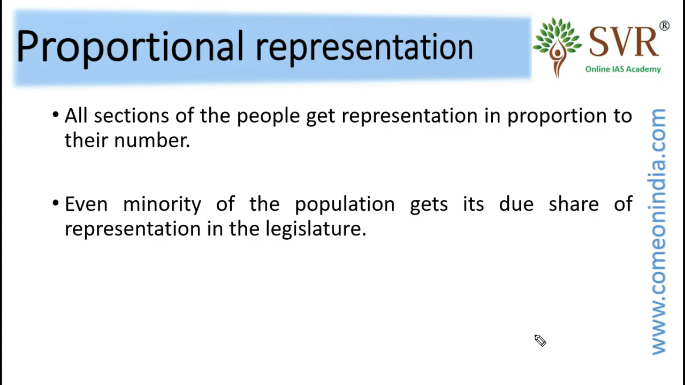But in contrast to territorial representation, in proportional representation, all sections of people get their due representation in the legislature. This representation is provided in accordance with their population ratio in the nation. In proportional representation, even the minority of the population gets representation in the legislature. It is not possible in the case of territorial representation. So it is one of the advantageous provisions of proportional representation.